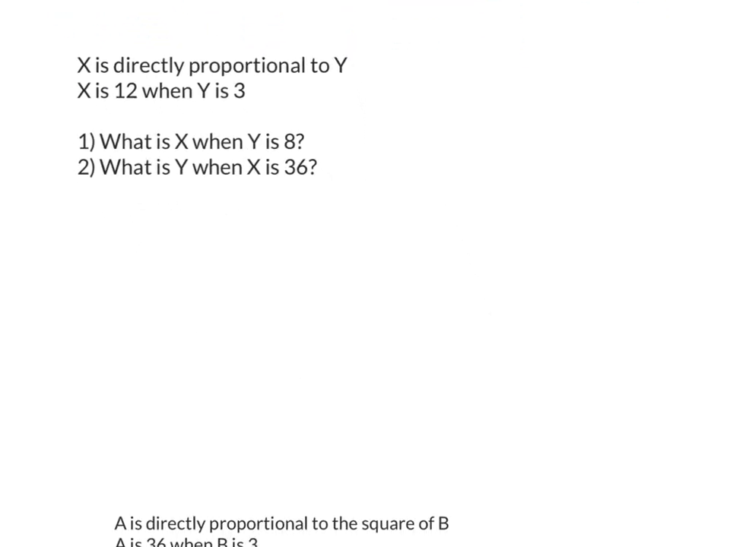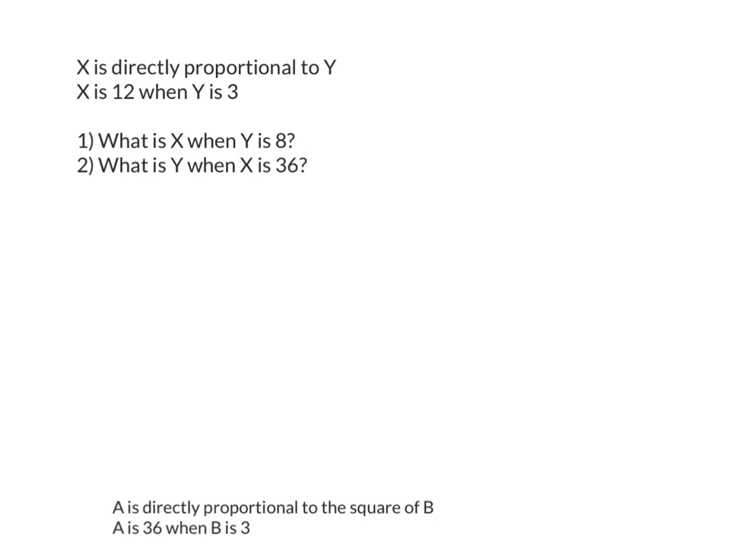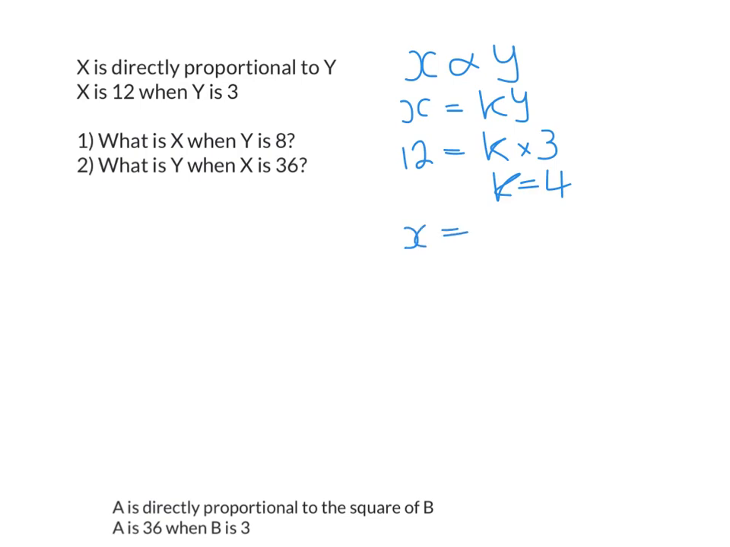Next question. X is directly proportional to Y. So let's start off. X is directly proportional to Y, which means that X must equal KY. X is 12 when Y is 3. So I can say 12 equals K, for my constant, times 3. Well, I can either swap sign, or I can just tell K must be 4, because 4 times 3 is 12. So K equals 4, which means X equals 4Y.